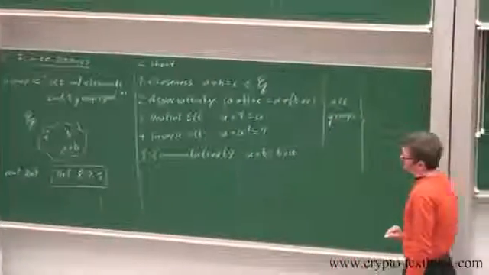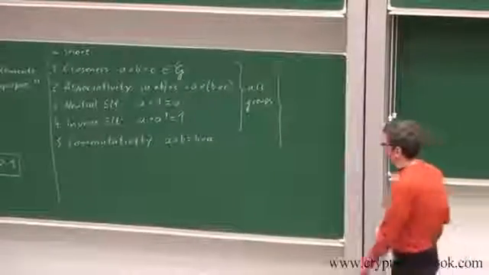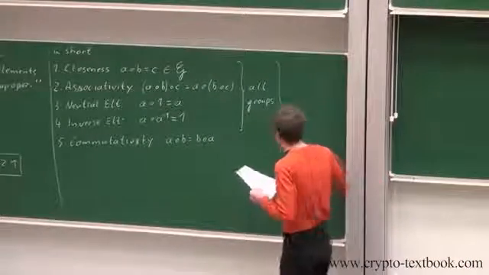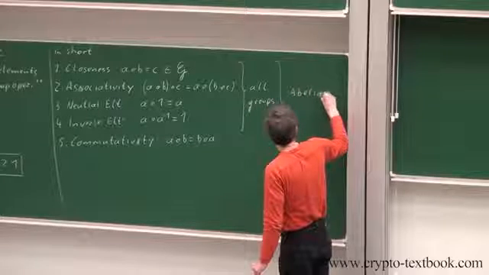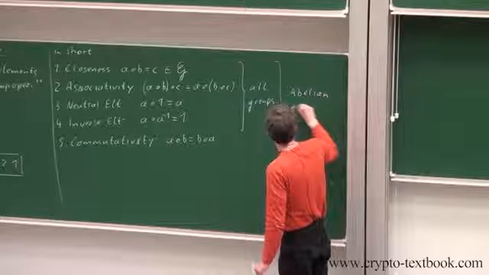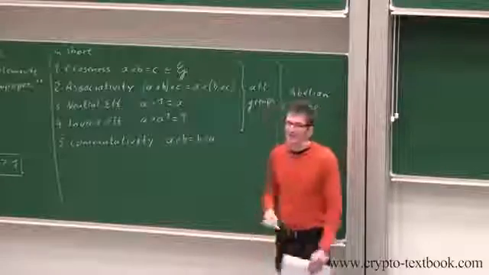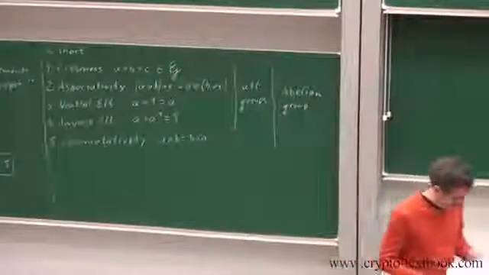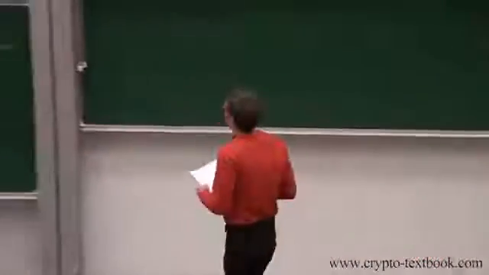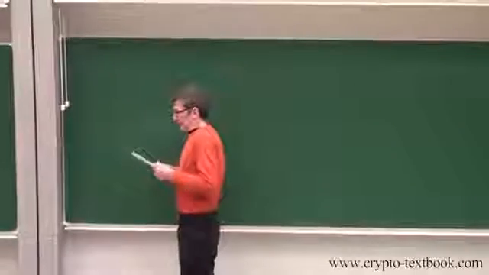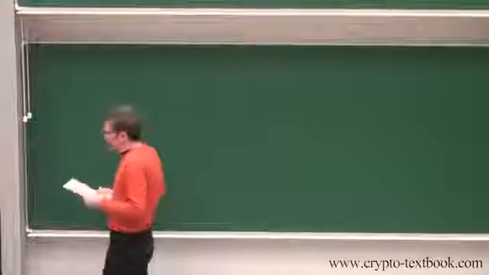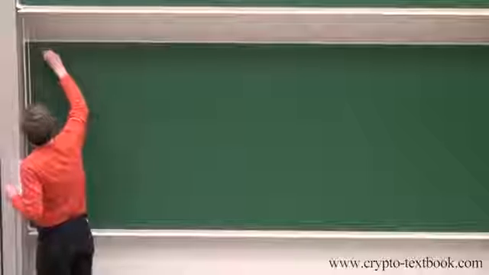If the group also happens to be commutative, then this is called an abelian group, after Abel, who was a Danish mathematician. So far, so good. And now we're going to play with that. So we do an experiment.